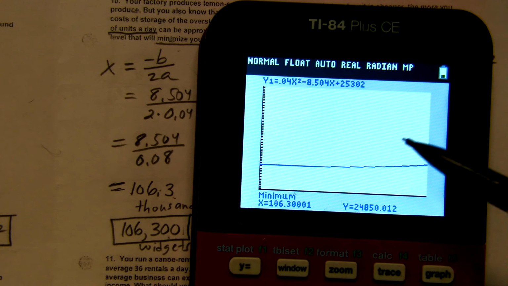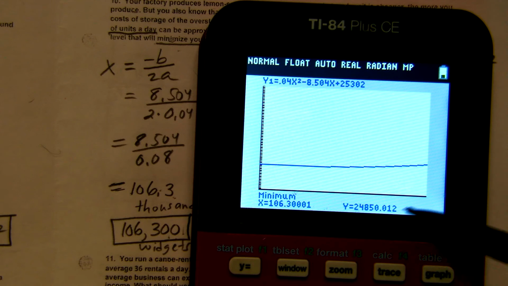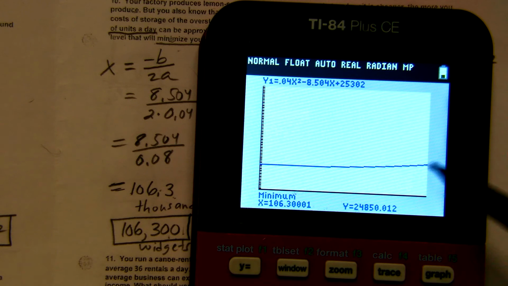And then it'll tell you that your minimum is 106.3 thousand widgets, and it will also give you that minimum cost as well. Same numbers that we got by writing it out and using the algebra. But this is kind of rough. Sometimes the graph just isn't super friendly.